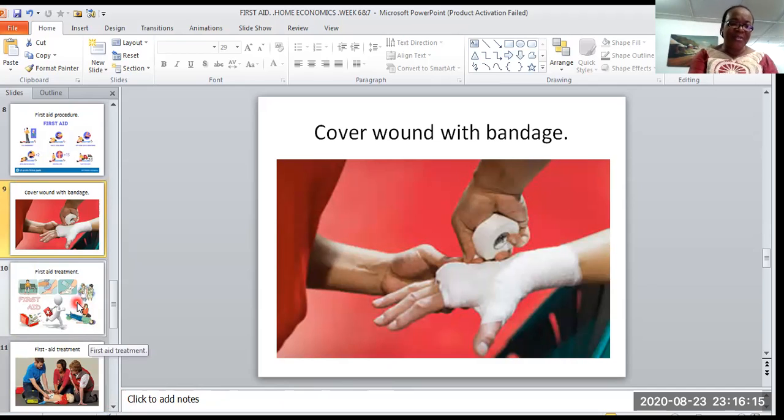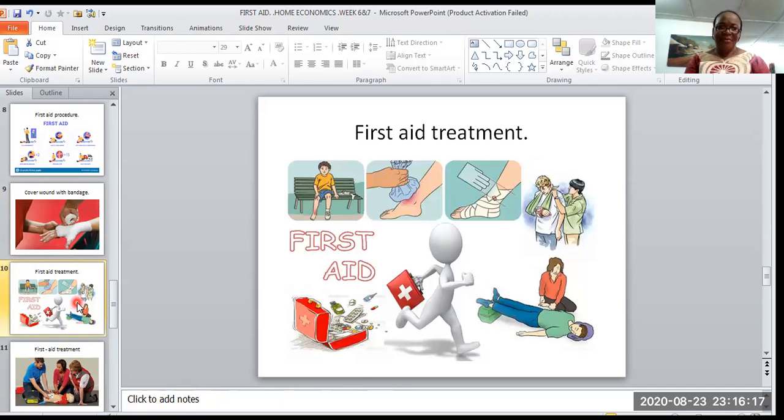First aid treatments. First aid, giving first aid. You give first aid to an injured person. This one here has an injured ankle and his legs are swollen. Here in this slide, in the picture below, the legs are swollen. So for any swelling, you need ice cubes. First aid treatment is to get ice cubes.